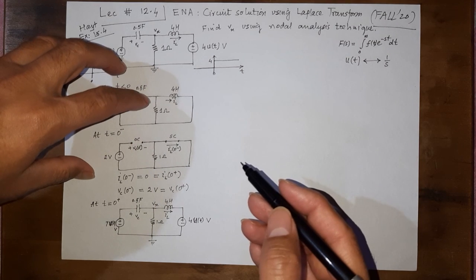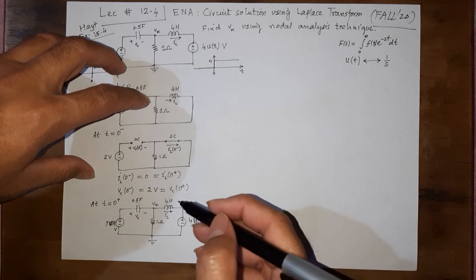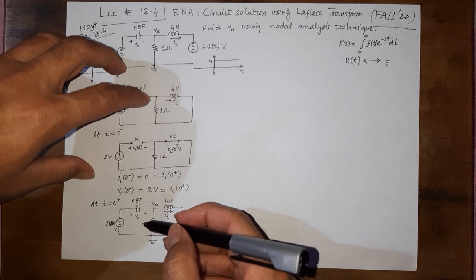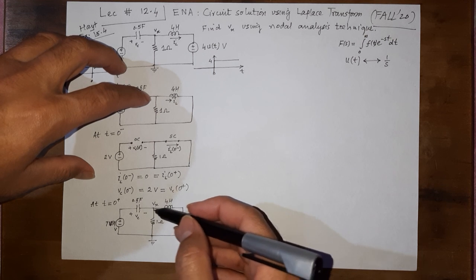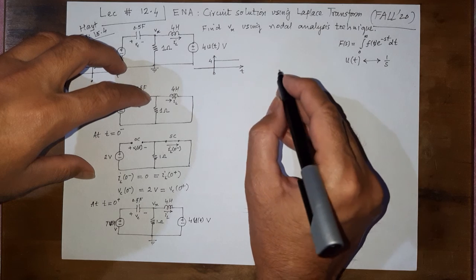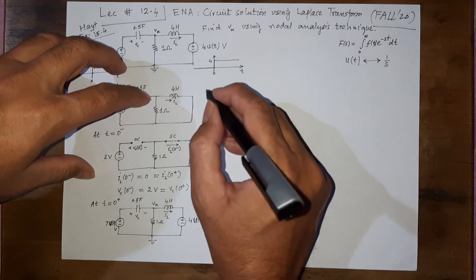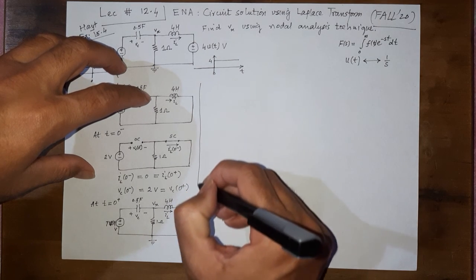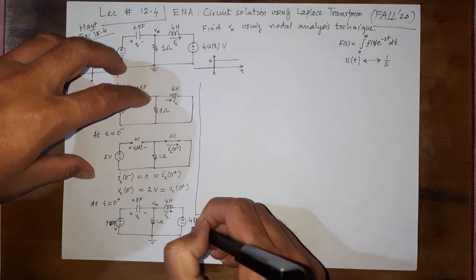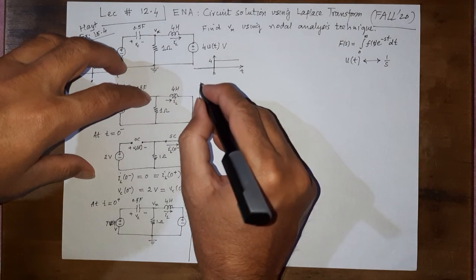Now let us come to the solution. In the time domain, what we would do is write the node voltage equation. So let us write the node voltage equation here for this case. Let us try to conserve our space.